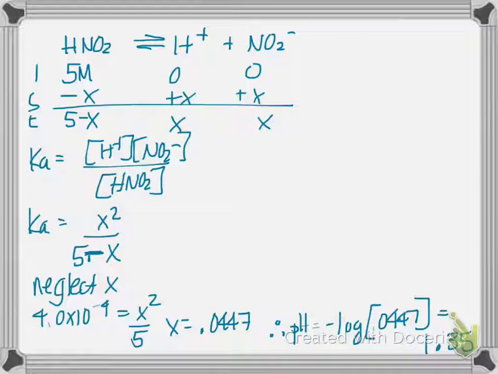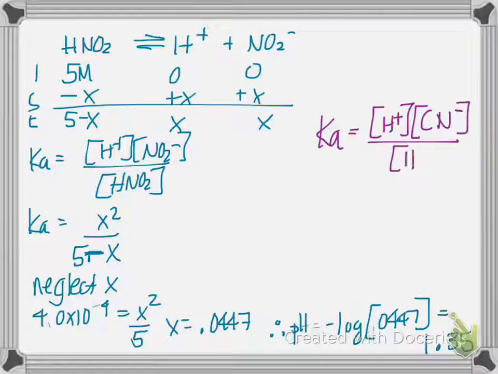Okay, so now let's do the cyanide. So for cyanide, the Ka would look like this: H plus, CN minus, and HCN, right? They gave us the Ka value, which was 6.2 times 10 to the negative 10.